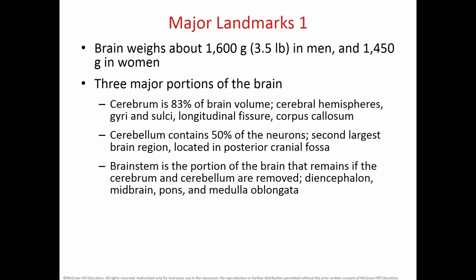The other region of the brain is the cerebellum. Although it's small in comparison to the cerebrum, it has 50% of the neurons. And it's located within the occipital bone in the posterior cranial fossa. The brainstem is the portion of the brain that remains after the cerebrum and cerebellum are removed. Within the brainstem we have the diencephalon, midbrain, pons, and medulla oblongata.